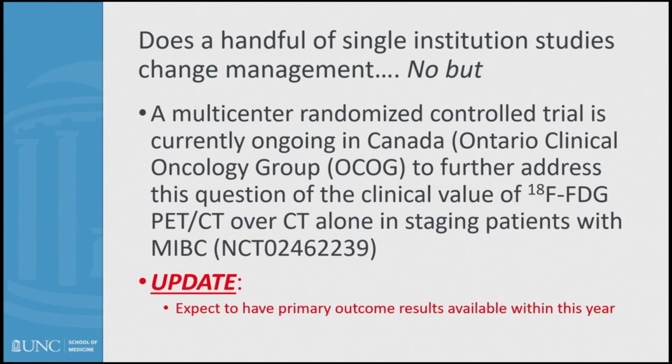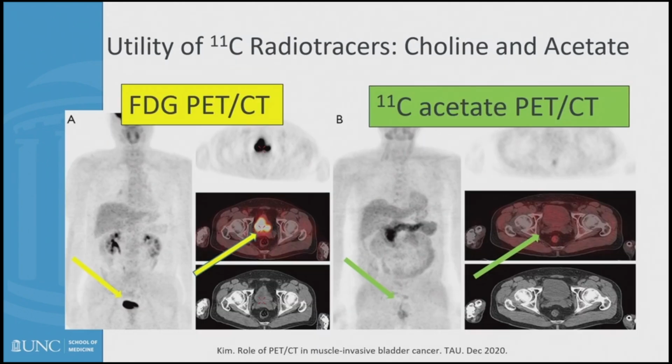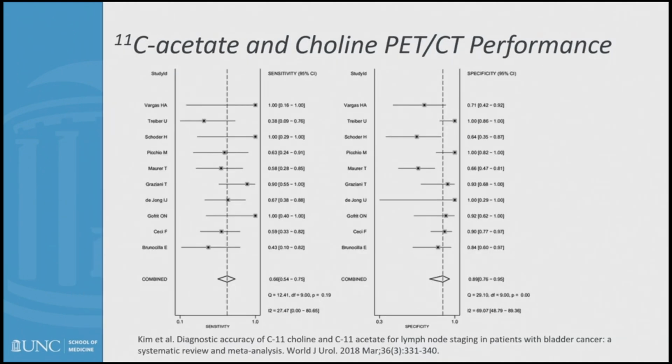ASCO in 2023. So other radiotracers, you can see on the left, one of the main limitations of that FDG radiotracer is it pools in the urinary bladder, making not only the bladder hard to assess, but sometimes lymph nodes around the bladder hard to assess. Well, acetate doesn't have that problem. It's not excreted in the urinary system, and as a result, you can get a much better view of the urinary bladder. You can see here the performance characteristics of both C11 acetate and choline in terms of their sensitivity and specificity. Typically, again, like we've highlighted, probably in the same realm of FDG PET, but largely without an on-site cyclotron.